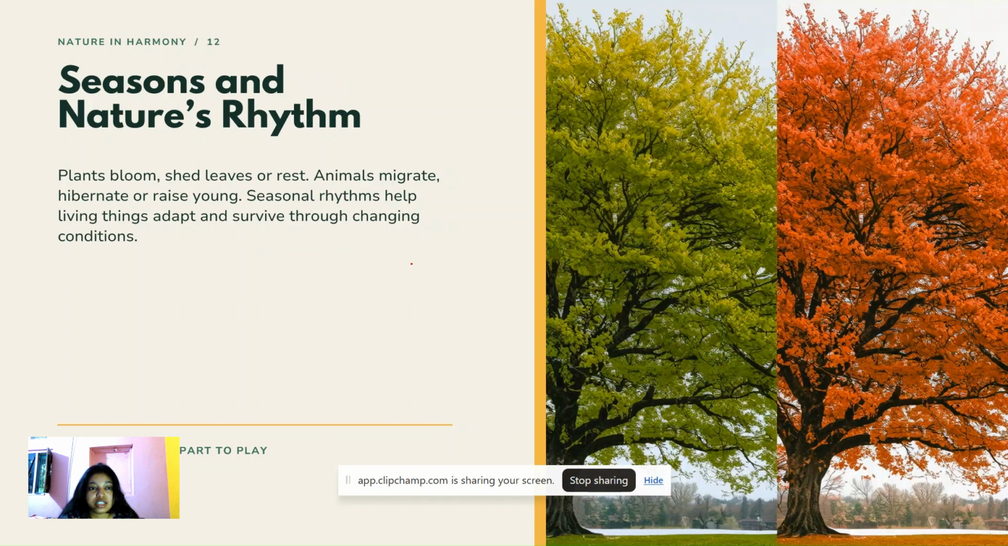Seasons and nature's rhythm. Plants bloom, shed leaves, or rest. Animals migrate, hibernate, or raise young. Seasonal rhythms help living things adapt and survive through changing conditions.